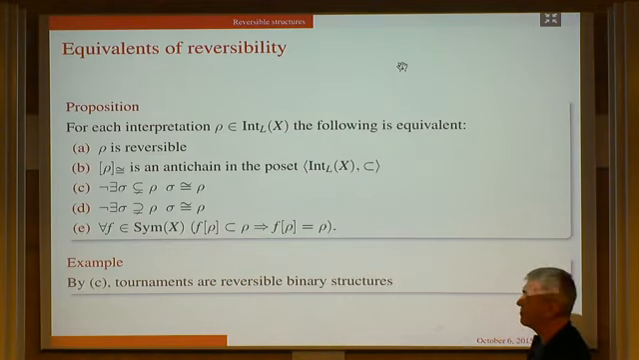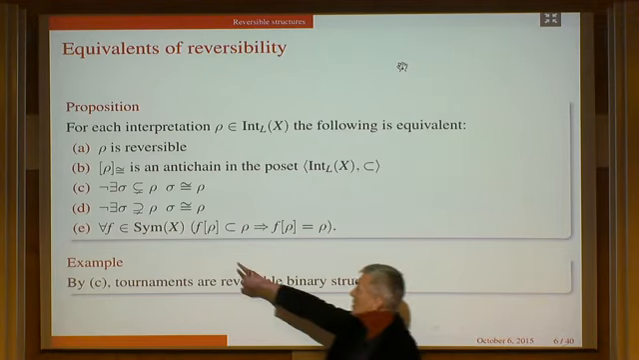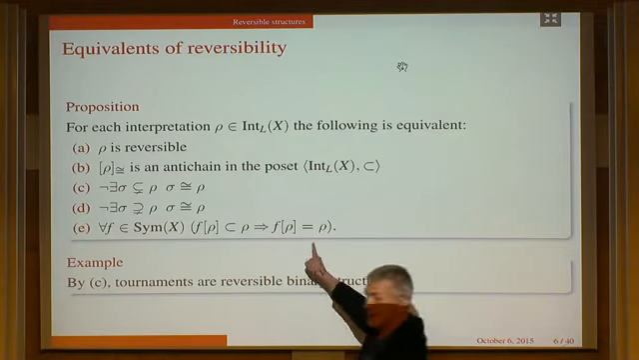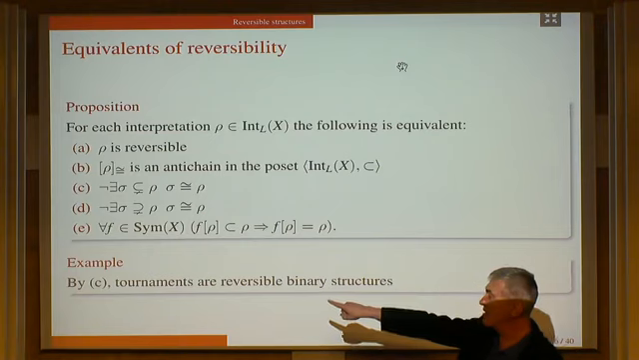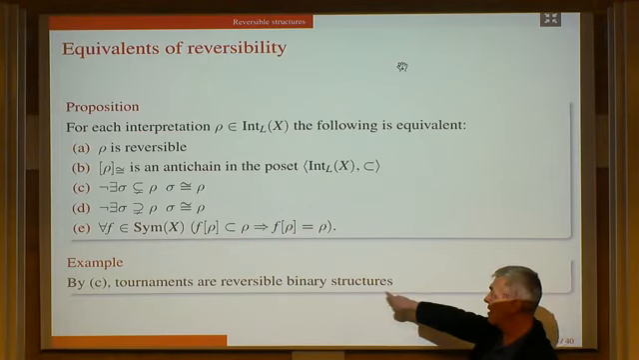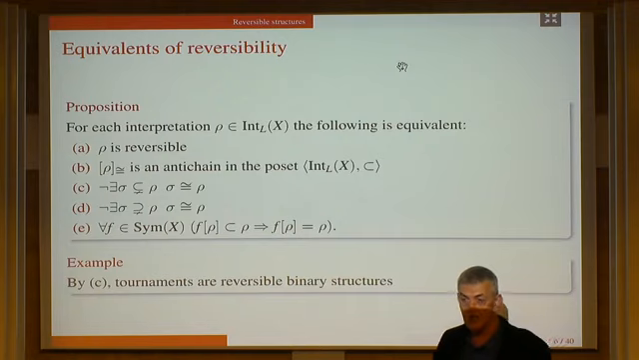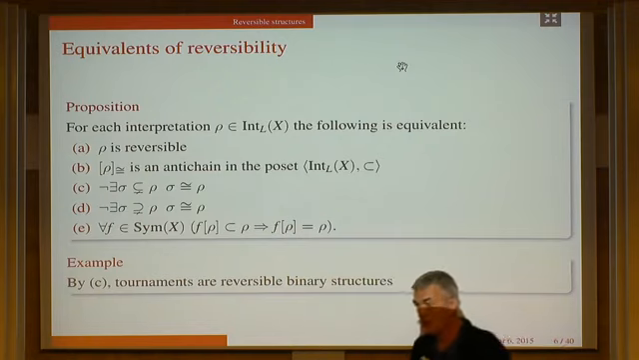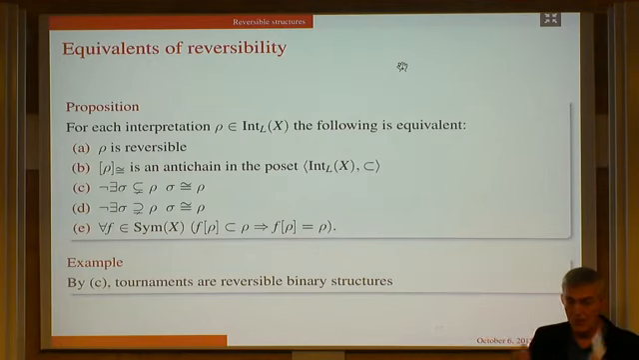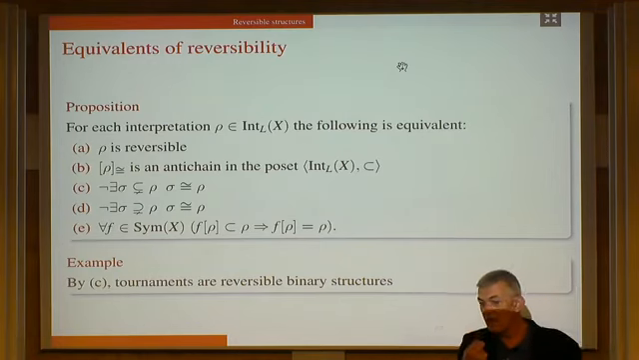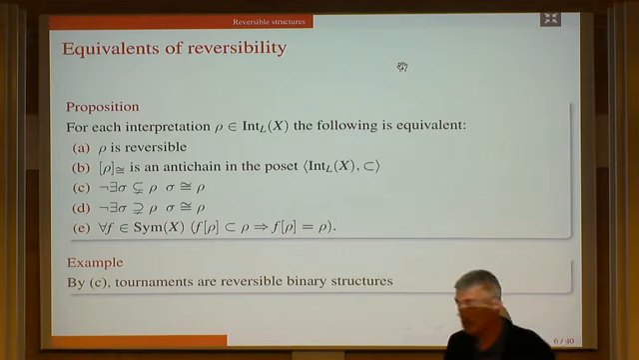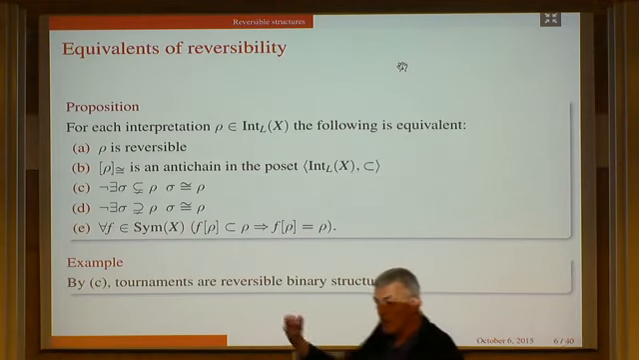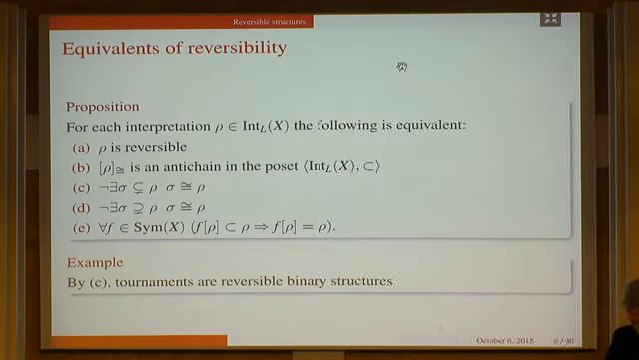condition E, each permutation which, well, this implication holds, it's clear. By the condition C, we have the tournaments are reversible binary structures. It's completely clear why. If you have a tournament, this is a digraph such that for each two nodes we have one arrow. If we delete one arrow, it will not be a tournament, so it is not isomorphic to the original structure. So there is no smaller structure which is isomorphic.